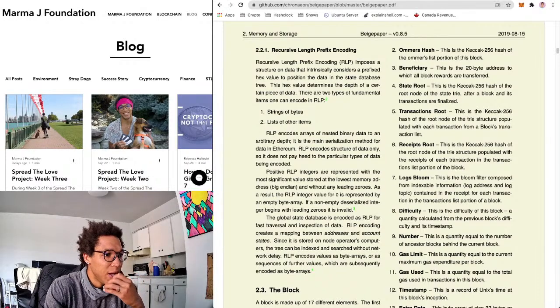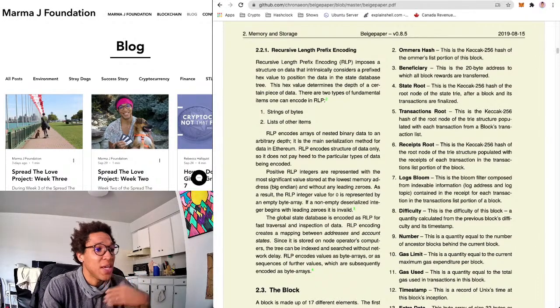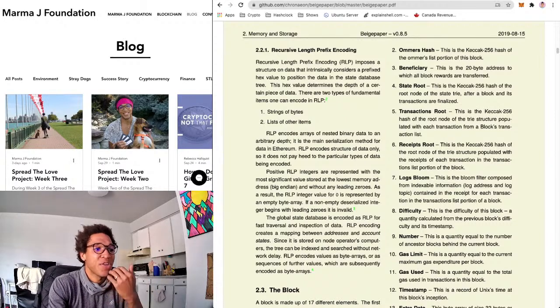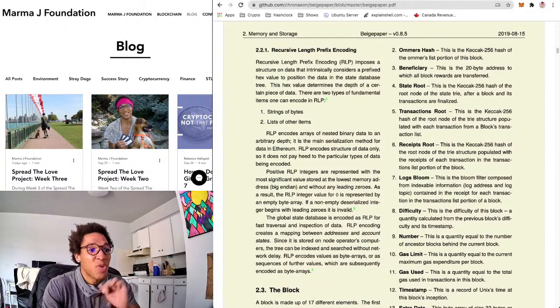The global state database is encoded as an RLP for fast traversal and inspection of data. RLP encoding creates a mapping between addresses and account states.